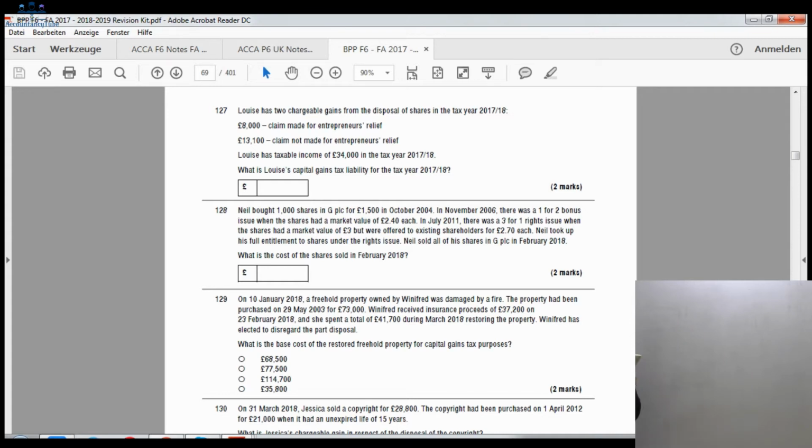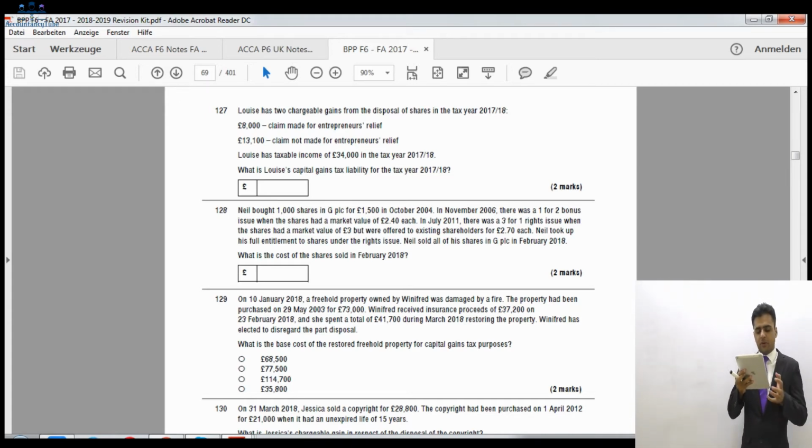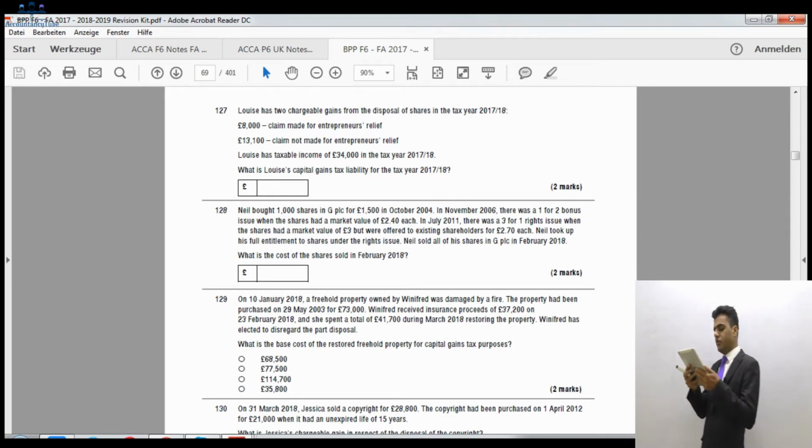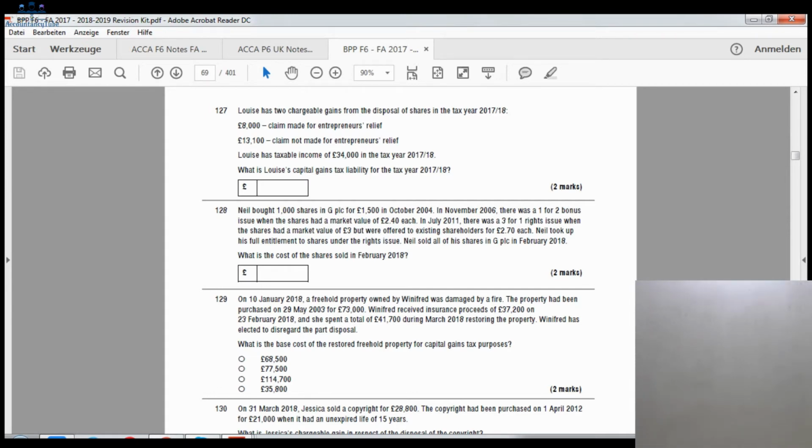Right? And the next question is question number 128, which we have to do next. Neil bought 1,000 shares in GPLC for £1,500 in October 2004. First read the requirement. It says, what is the cost of the shares sold in February 2018? So he wants to know the cost of the shares which were sold in February 2018.